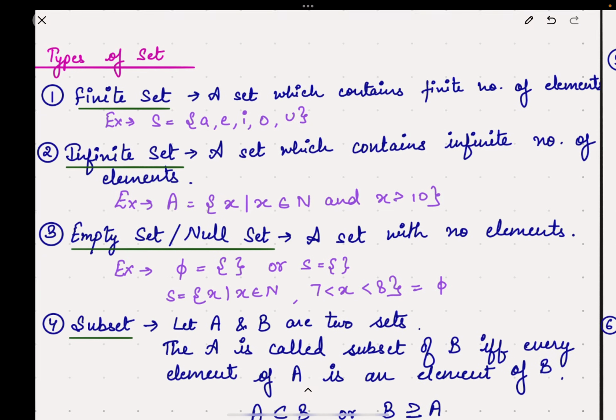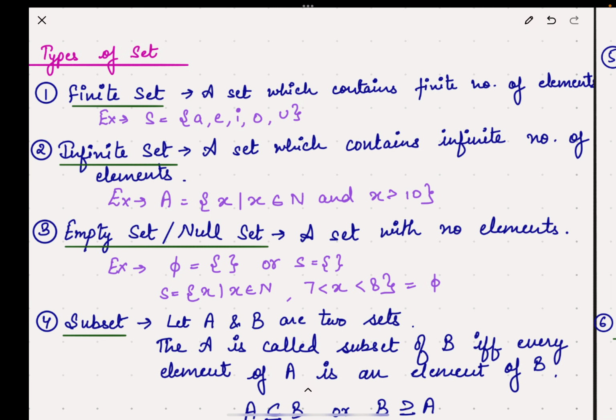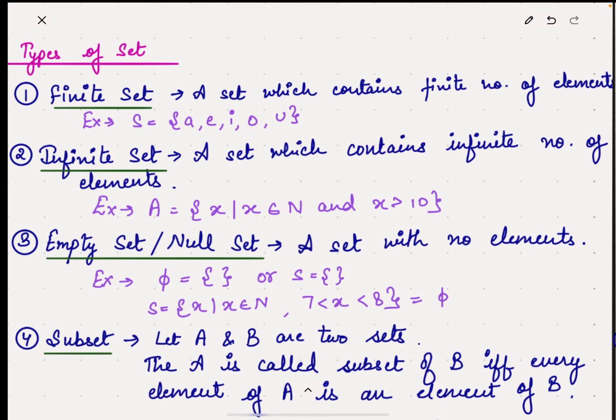Next topic is types of sets. The first one is the finite set. As the name suggests, it contains a finite number of elements. This is the main thing. In this particular set, there are 5 elements. So 5 is a definite number. So this is a finite set.